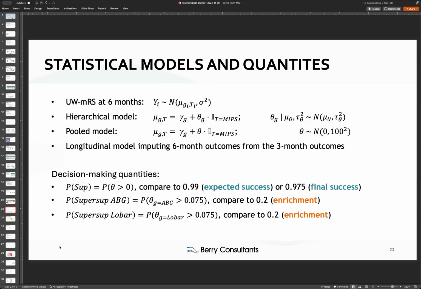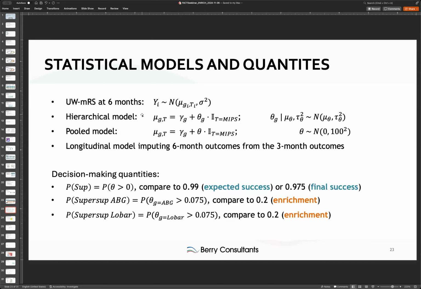Okay, a little bit of math here. The utility weighted MRS at 6 months is our primary endpoint. Like I said, we're going to treat this as a normal, continuous endpoint. So we're going to allow these observations to follow a normal model with a mean based on the subgroup that the patient is in, ABG or lobar. So G here is not treatment group, it is enrichment group, and some standard deviation, sigma.